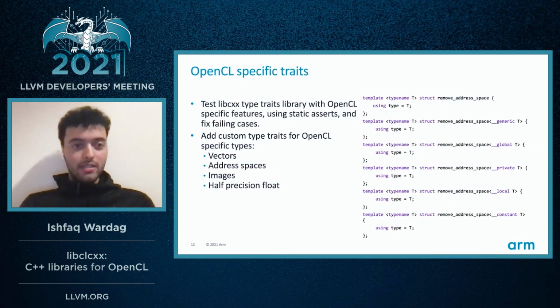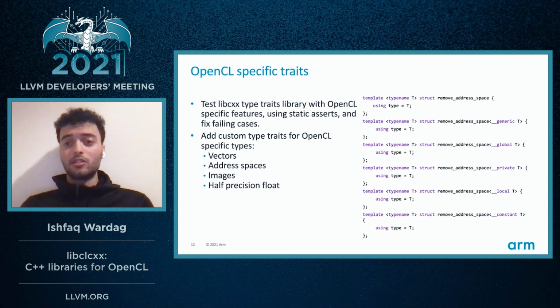And then after that, we tested exhaustively all the libcxx type traits library with OpenCL-specific features. We did this using static asserts, and then we worked on fixing any failing cases. So we did that by specializing a template for the failing case with the correct behavior. After that, we added some custom type traits for OpenCL-specific types. These include vectors, address spaces, images, and the half precision float.